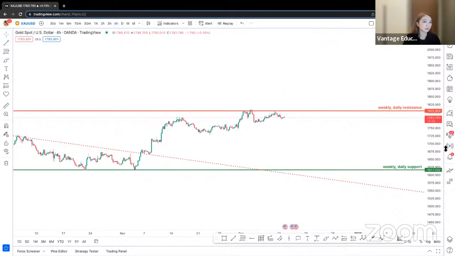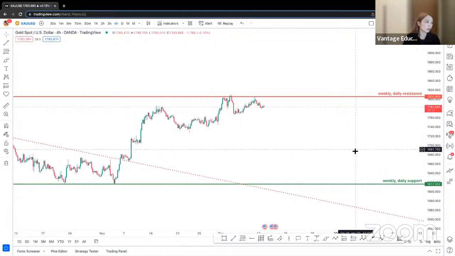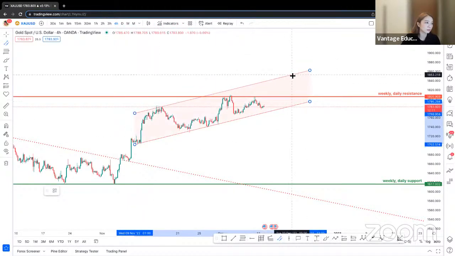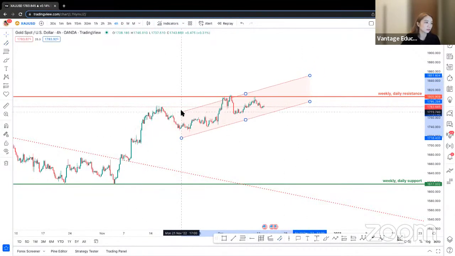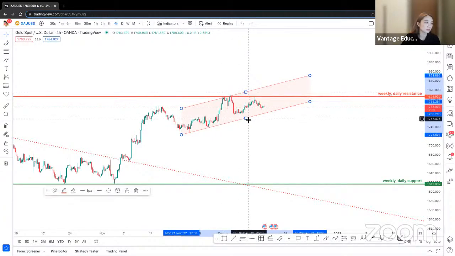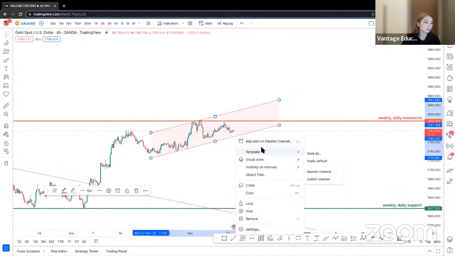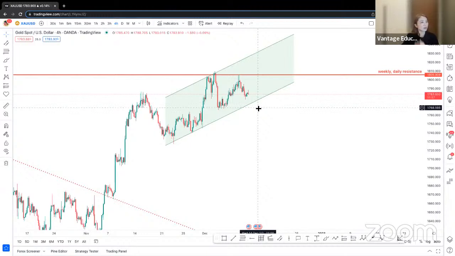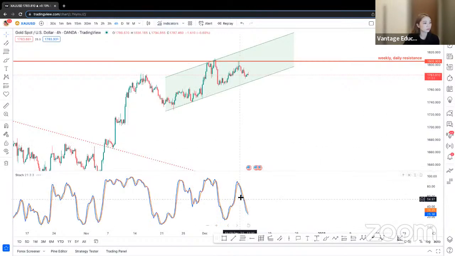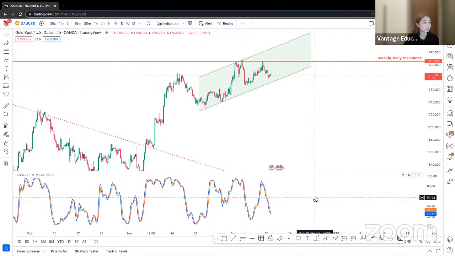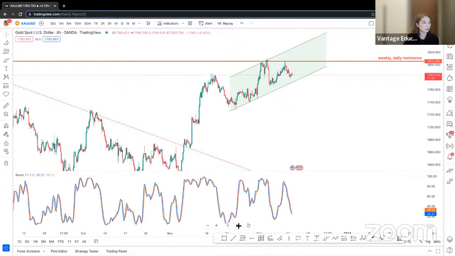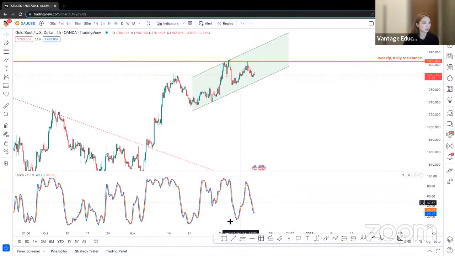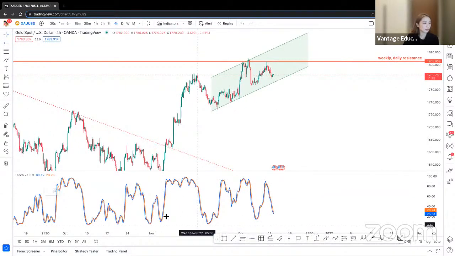H4, obvious channel, but for a very short term. Doesn't look like it's going to do anything for us, to be honest. I would say right now, let me take a look. Is there any form of divergence? Up, down, all seems good and correct.